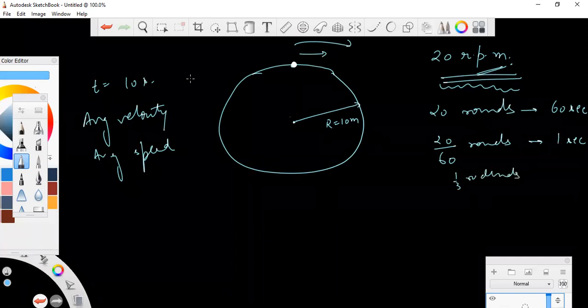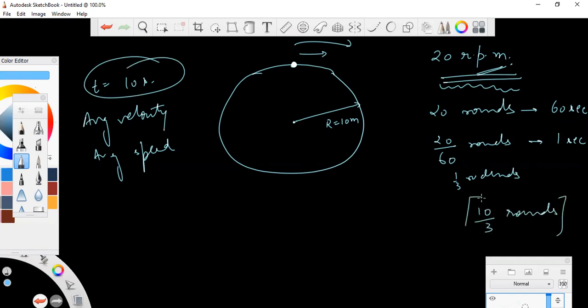So in 10 seconds, how many rounds will it cover? 10 by 3 rounds. Is that right? Can I write it as 3 and 1 by 3? Is that right? Yes, sir. That means 3 complete rounds and 1/3 of 1 round. So if you start from here and the question is saying 10 seconds, you found out 3 complete rounds and 1 by 3.